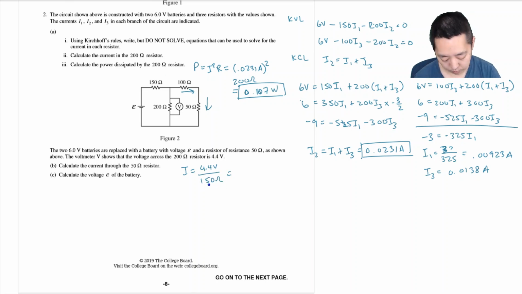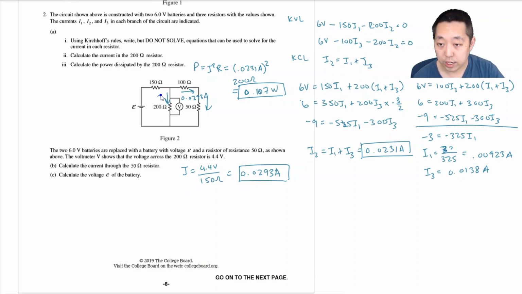Okay? So I get 0.0293 amps. Calculate the voltage of the battery. Well, the way I would do this is, here I have this current is 0.0293 amps. Then I could know this current, right? Because the current through here is 4.4 divided by 200.